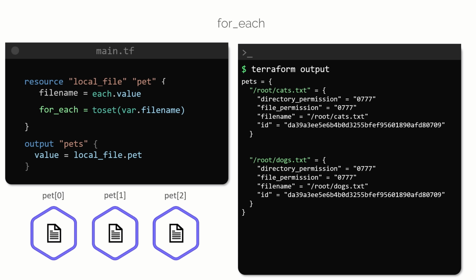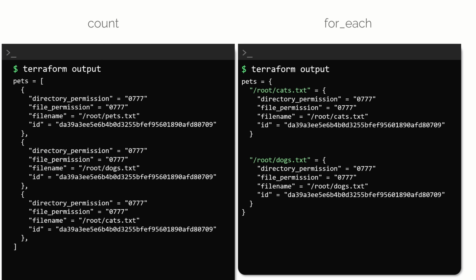This means that the resources are no longer identified by the index, thereby bypassing the issues that we saw when we used count. They are now identified by the keys, which are file names /root/dog.txt and /root/cats.txt, which are used by the for_each argument in the configuration file. If we compare this to the earlier output that we got when we used count, we can see the difference in how the resources are created. The count option created it as a list, and the for_each created it as a map.